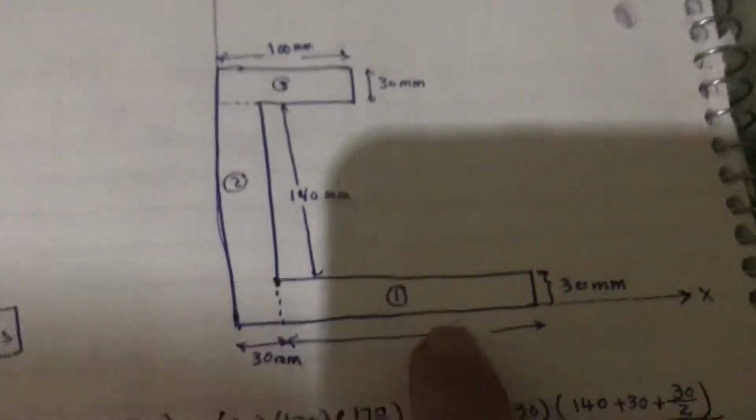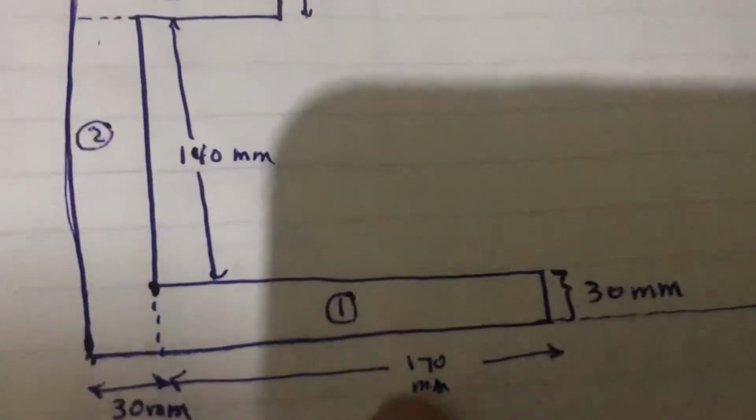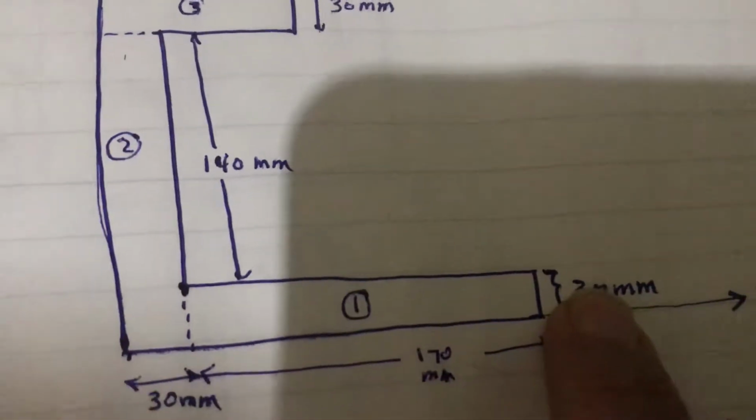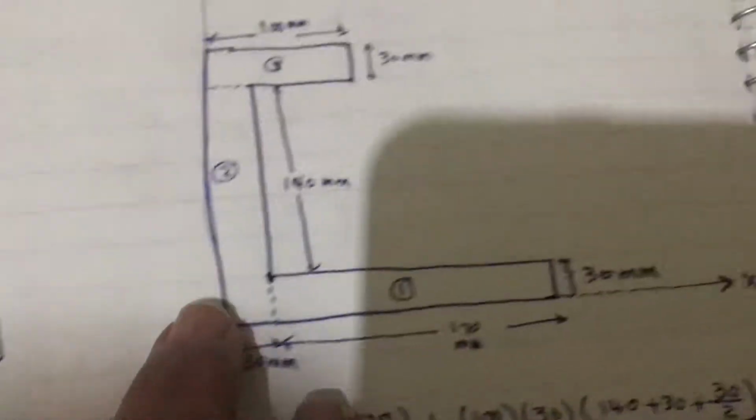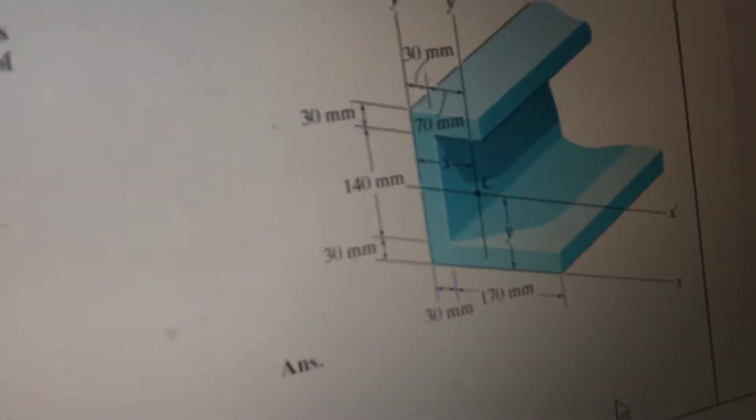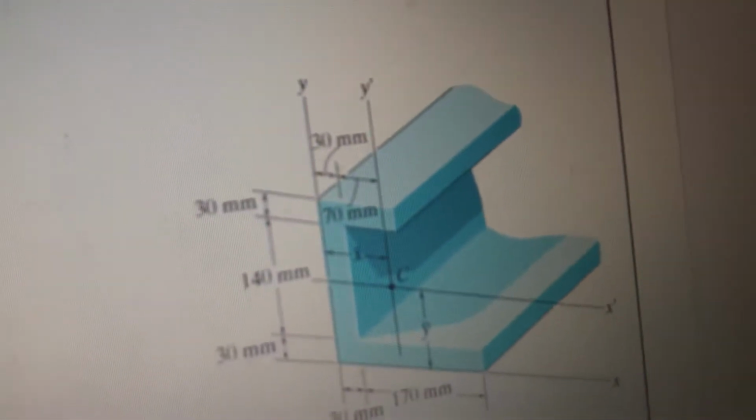You have to find the area of number 1. What is the area of number 1? 170 times 30. Again, y bar is from the x-axis. This is the x-axis, so in the graph, he put the x-axis here, not the x bar. And this is the y-axis. So I'm going to put the y-axis here and the x-axis here. And now we are finding y bar from the x-axis.